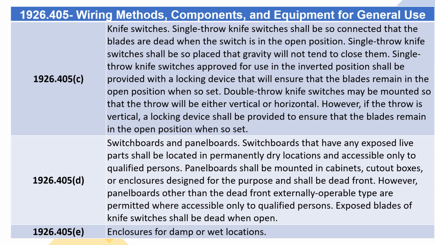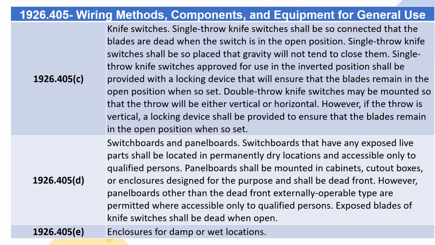1926.405 D. Switchboards and panel boards. Switchboards that have any exposed live parts shall be located in permanently dry locations and accessible only to qualified persons. Panel boards shall be mounted in cabinets, cutout boxes, or enclosures designed for the purpose and shall be dead front. However, panel boards other than the dead front externally operable type are permitted where accessible only to qualified persons. Exposed blades of knife switches shall be dead when open.